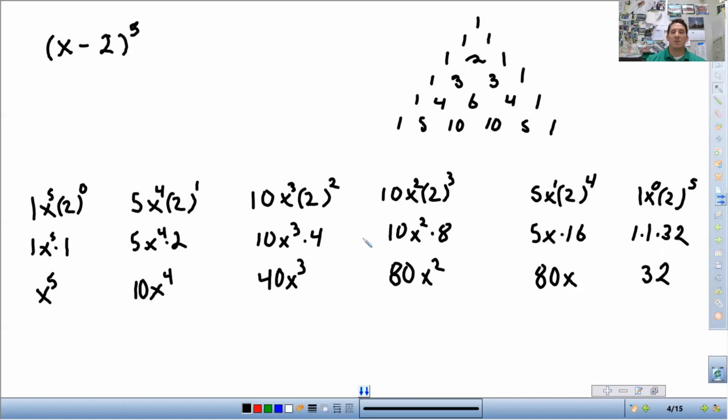Last thing I need to do is take care of positives and negatives. So if you remember from the lesson from yesterday, when it's a minus in here, the terms are going to alternate minus, plus, minus, plus. The first one's going to be positive, then it's going to go minus, plus, minus, plus, minus. And there we are done.